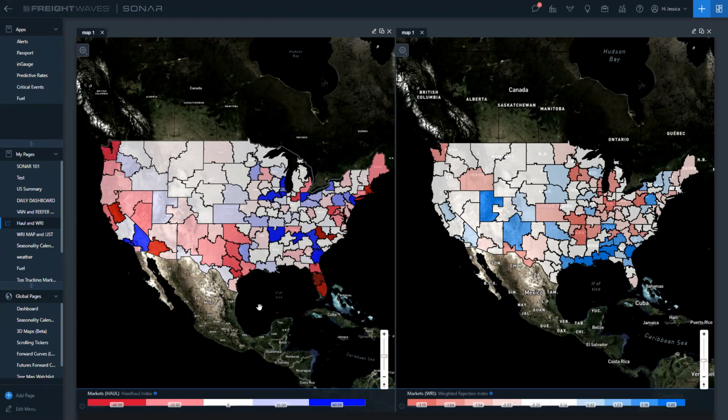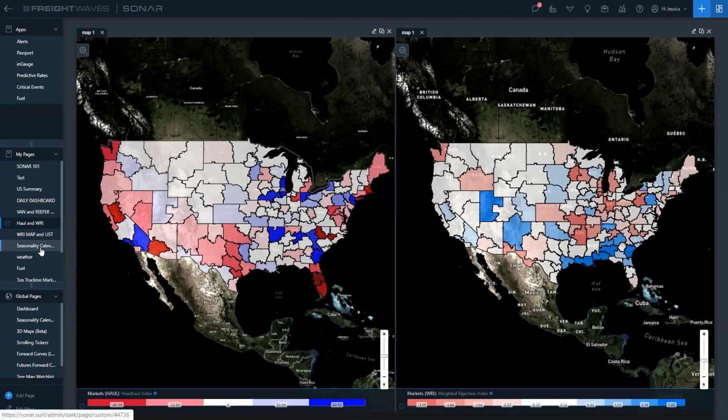So you can see week over week, we have all blue down here in the Southeast. This means that these are decent sized markets with an increase in rejection change. What's good is you can bounce this up to the Haul map for capacity. And if you see markets that are blue on both, those are markets that have a lot of freight and are feeling pressure with rejections in the market.